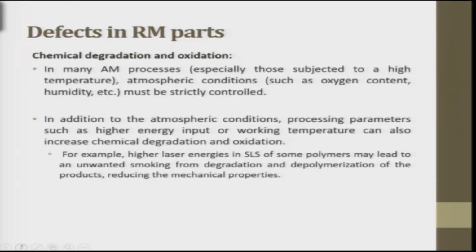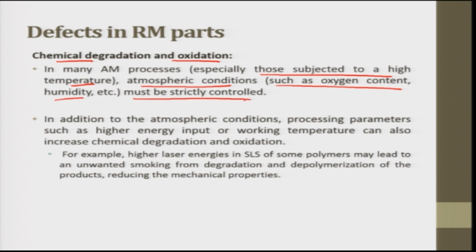Next defect is chemical degradation and oxidation. In many additive manufacturing processes, especially those subjected to a high temperature, atmospheric conditions such as oxygen content, humidity, etc., must be strictly controlled. So this is required to prevent or minimize degradation and oxidation. So degradation or oxidation may lead to depolymerization in additive manufacturing of polymers. Like polymerization happens, depolymerization could also happen, that can harm the physical or mechanical properties of the materials. So this is important to be controlled.